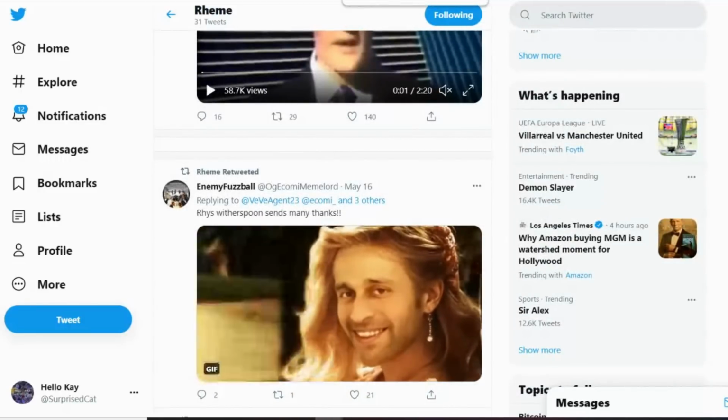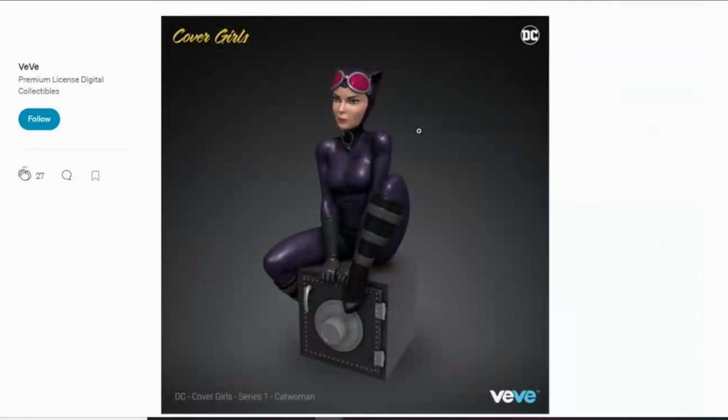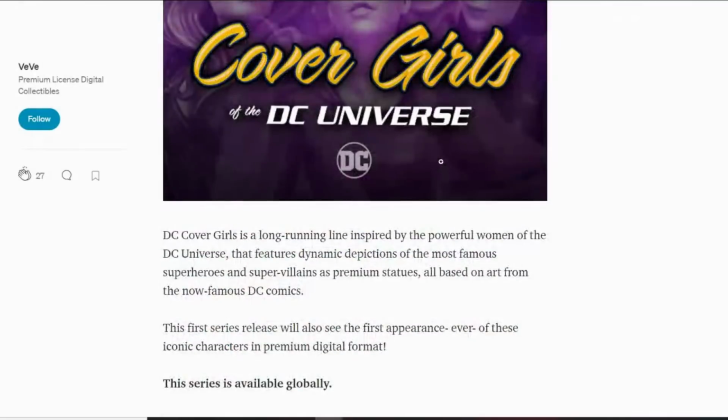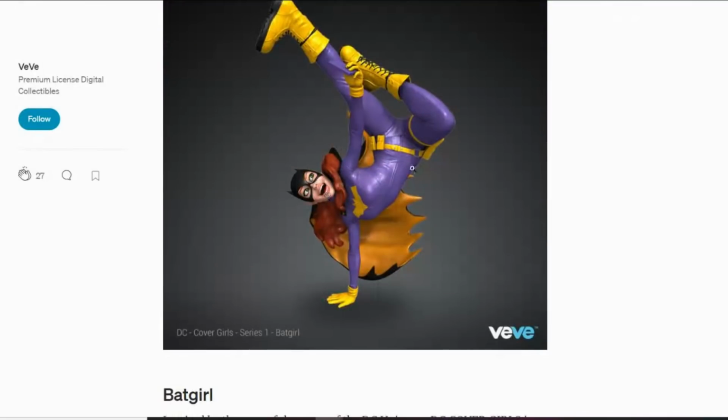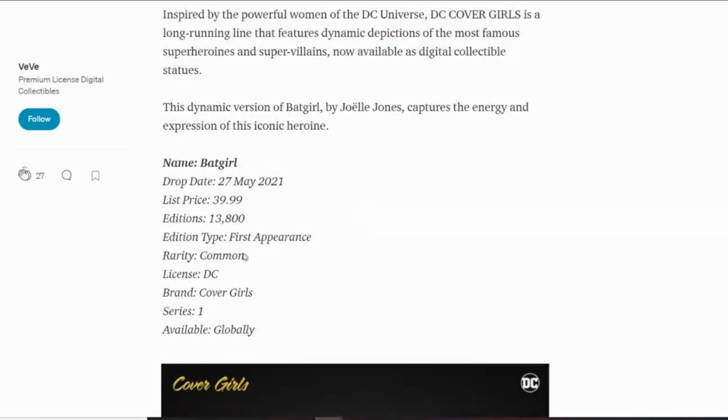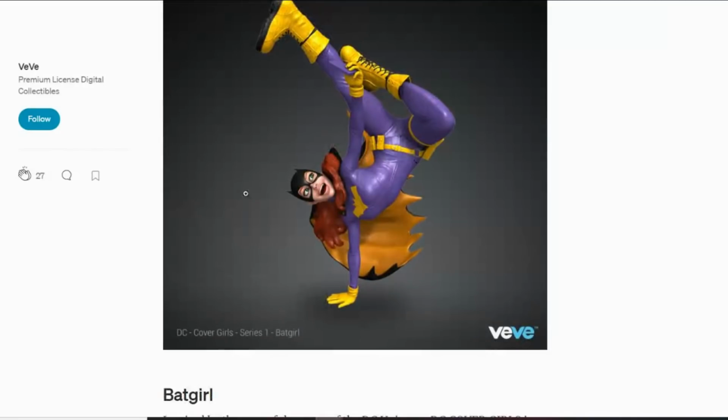And now on the point of the new drop tomorrow. We have had the announcement. We know that Batgirl is going to be the common, so I'm pretty excited for that because that's my favorite one out of the lot.